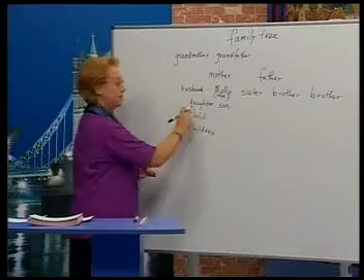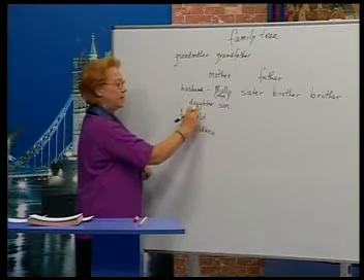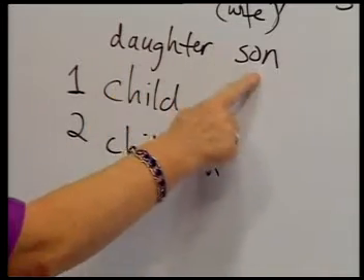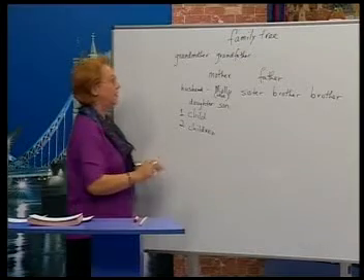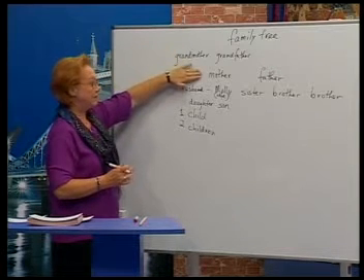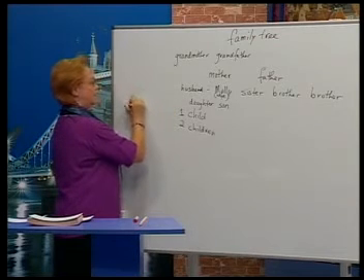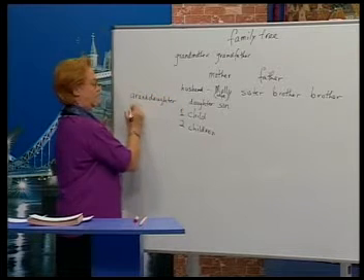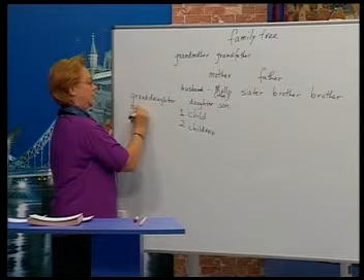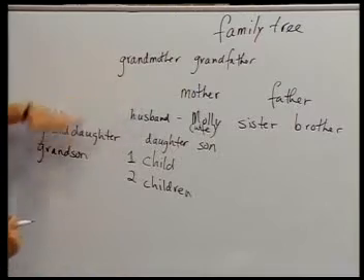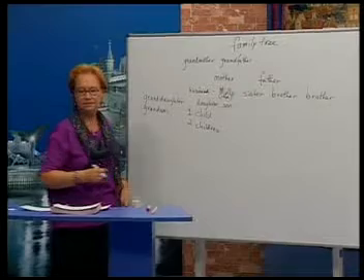So, I have two children. My daughter is one child. My son is one child. My daughter and son are two children. Now, my grandmother, my mother, me, my daughter. My children are granddaughter, and my son is grandson. Okay? 1, 2, 3, 4 levels.